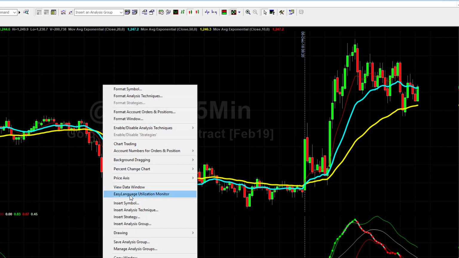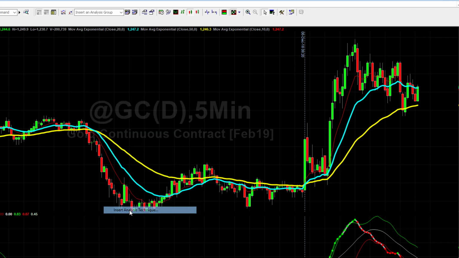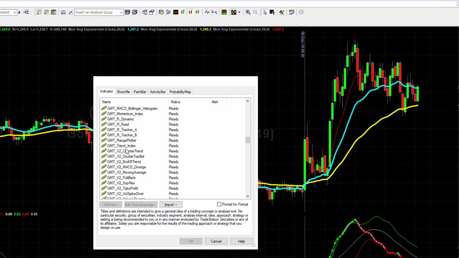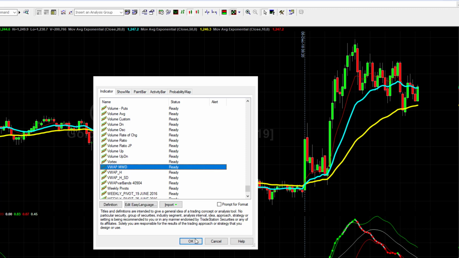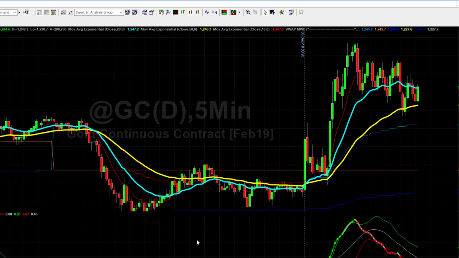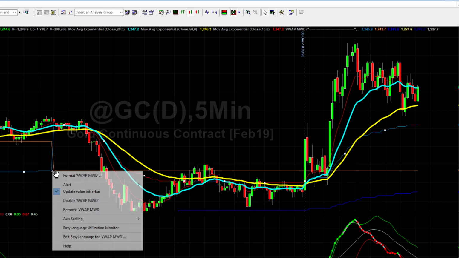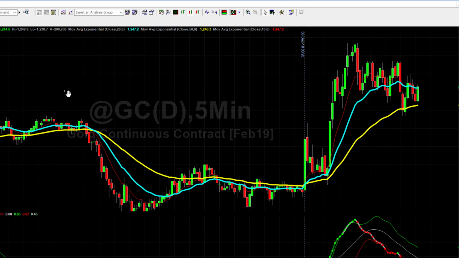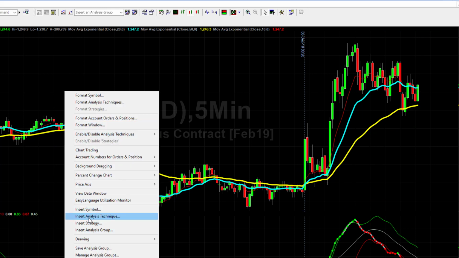If we put the VWAP on, so if we insert a strategy and add in our VWAP indicator, let's put that on. Where are we? VWAP. So we'll add that in. Let me just disable that one, and we'll just add in the standard VWAP.